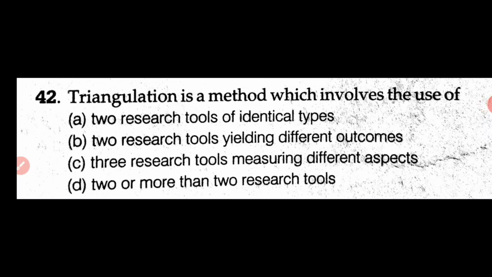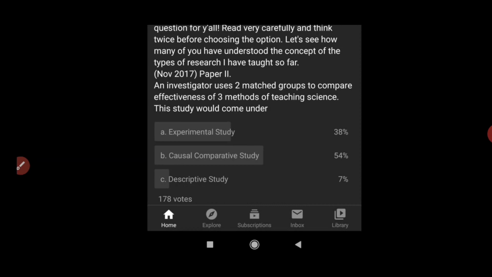Last question. Triangulation is a method which involves the use of 2 research tools of identical types, 2 research tools yielding different outcomes, 3 research tools measuring different aspects, or 2 or more than 2 research tools. So I'll leave this question to you. I'll not answer this. So just type the correct option along with the question number in the comment section, and best of luck.